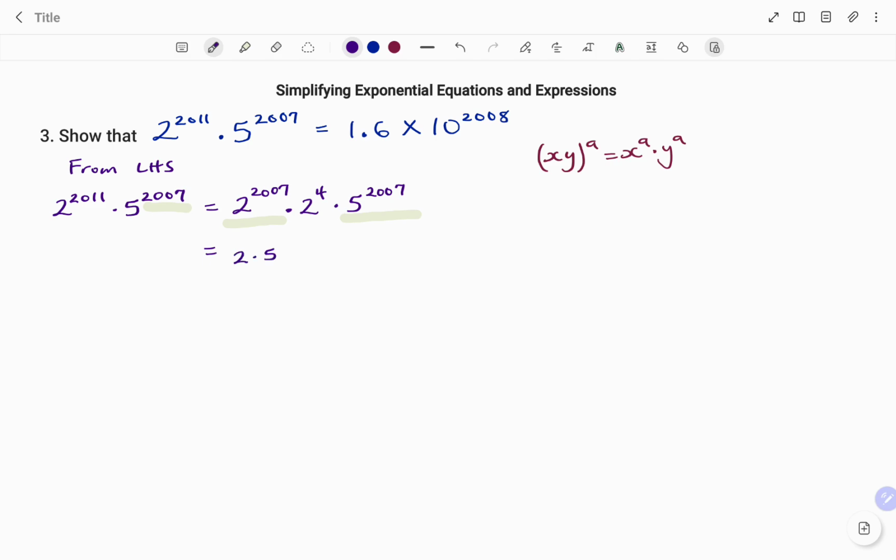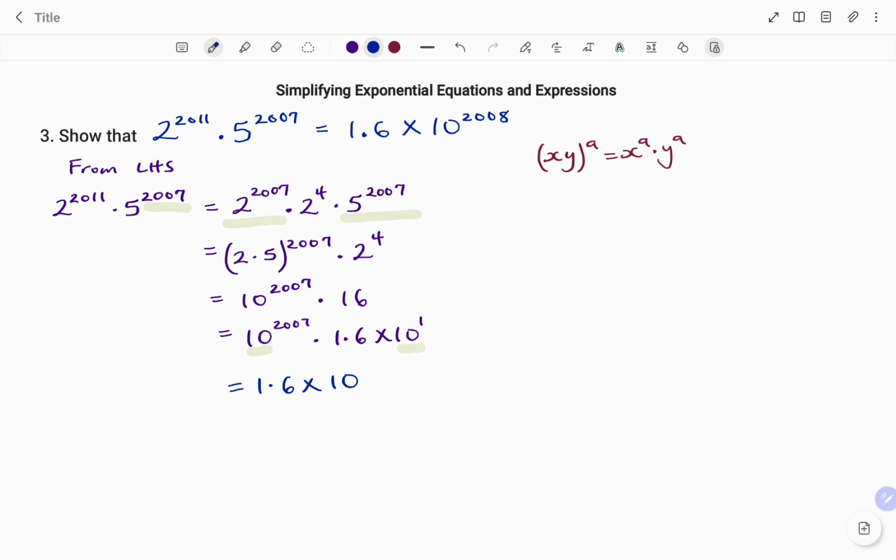I have 2 times 5 to the power of 2007, multiplying that 2 to the power of 4. 2 times 5 will give us 10 to the power of 2007 times 2 to the power of 4 will give us 16. 16 in scientific form will be 1.6 times 10 to the power of 1. Because I have terms in the same base, I'm going to group them together. So I have 1.6 times 10 to the power of 2007 plus 1 will give us 2008, and that is equal to my right hand side as shown in the question.